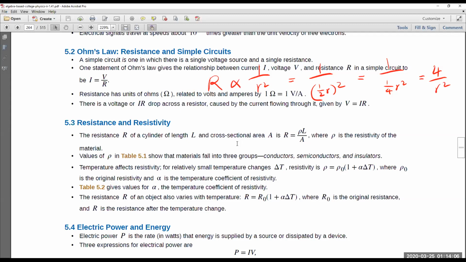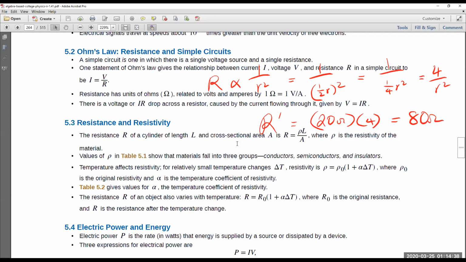So if the original resistance was 20, the new resistance will be 20 times 4, which is 80 ohms. So if you want a wire with higher resistance, you need to make it thinner. You need to reduce the radius or the diameter. If you want the wire to have less resistance, then you need to increase the diameter.